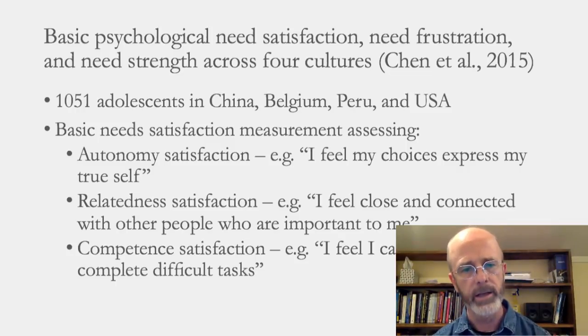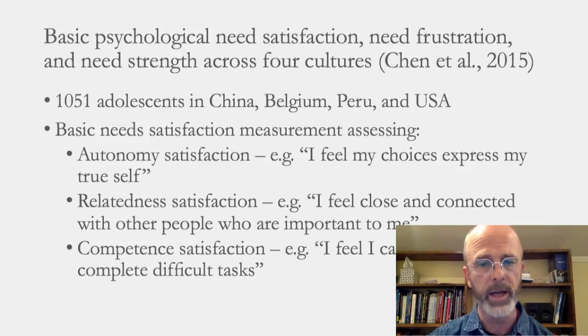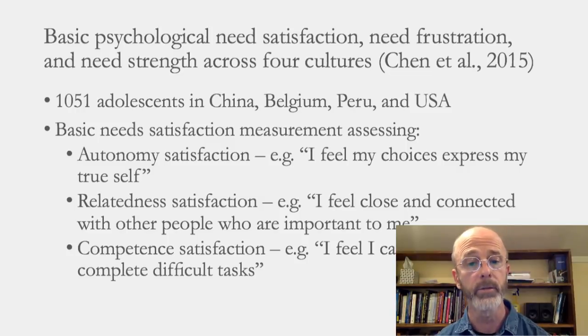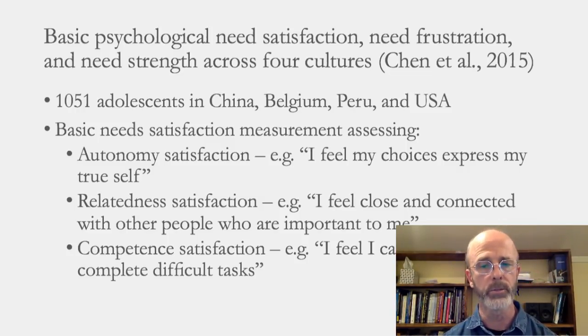As examples of scale-like questions that address whether your needs are being satisfied, we might ask people something like, "I feel my choices express my true self," as far as satisfying autonomy. A question related to relatedness might be, "I feel close and connected with other people who are important to me." And a competence question might be, "I feel I can successfully complete difficult tasks."